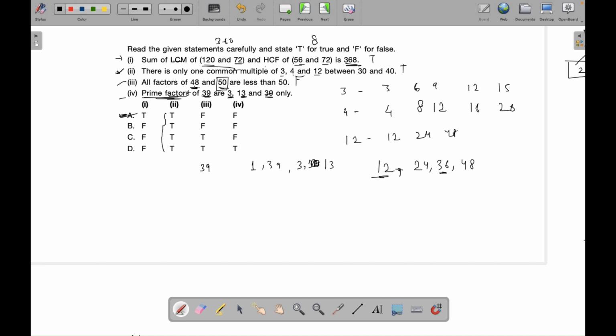So the prime factors of 39 are only 3 and 13. You can use the factor tree and also derive this. So these are the only prime factors. So that is why this is also false. So we have true, true, and then false, false, which is E.